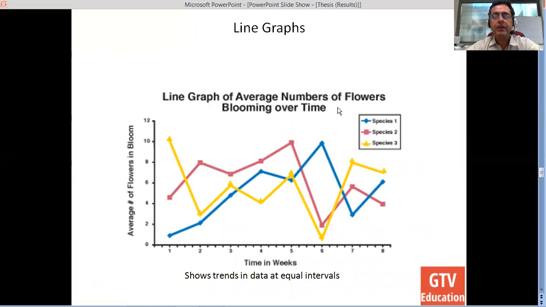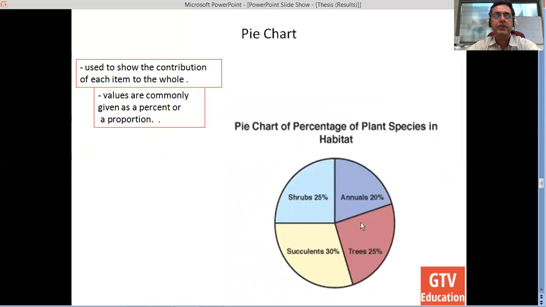So, a line graph of the average number of flowers blooming over time. This is the line graph. It's showing you a particular relationship, and the colors represent different species, 1, 2, and 3. It's showing a trend in data at equal intervals. So when you want to see trends in data, always use line graphs for that data presentation.